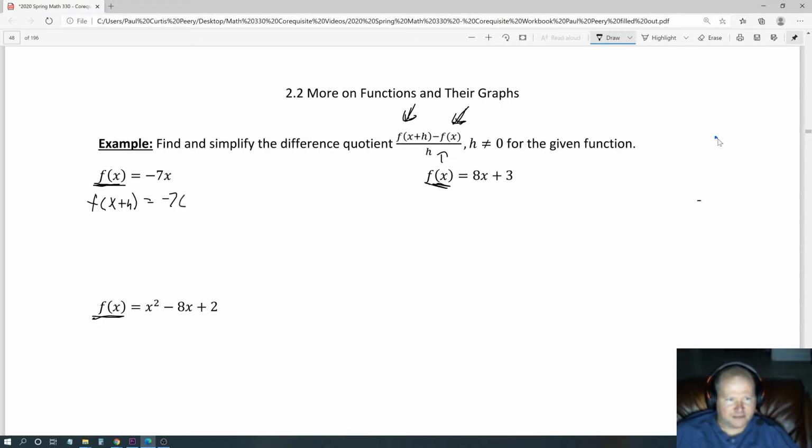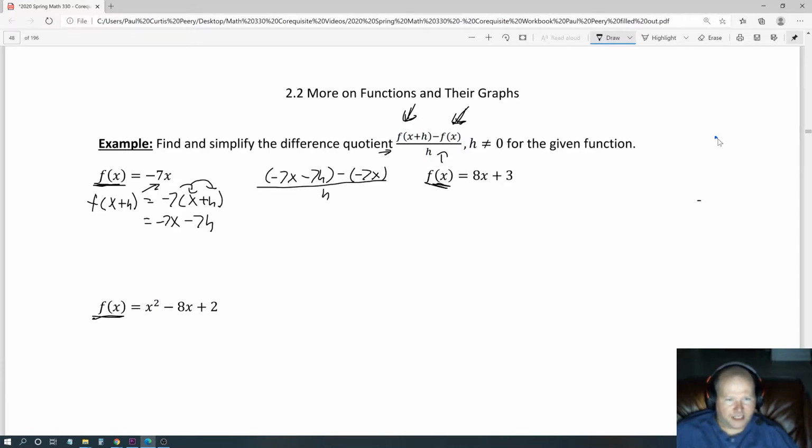So -7 times, but where you have the x, now we're plugging in x plus h. So x plus h, and then we simplify. -7 times x is -7x. -7 times h is -7h. All right, so now we're going to plug everything into this equation over here. So first thing is we say -7x minus 7h minus, and the original equation was -7x, and we put it over h.